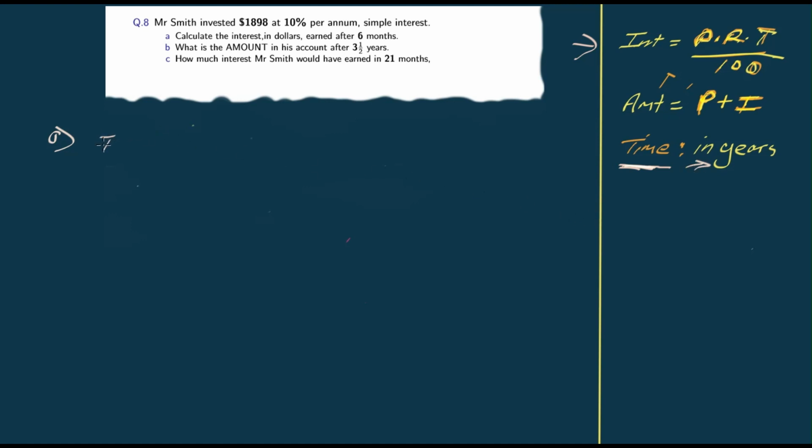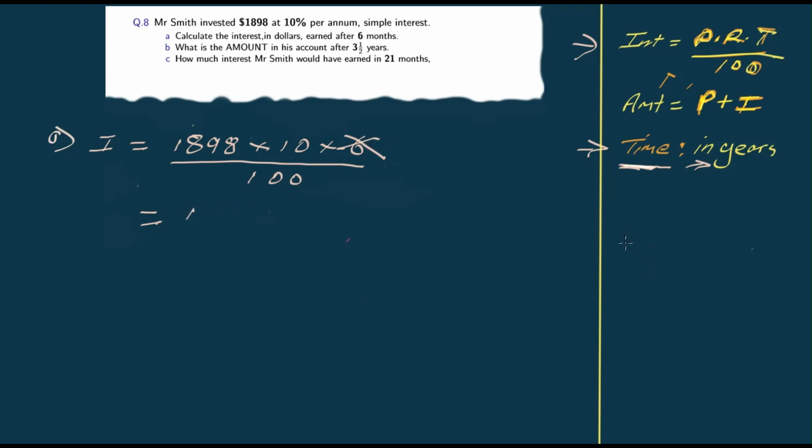So our interest will be interest equal principal given in the question. The principal given in the question is 1898. So 1898 multiplied by the rate, which is 10%, multiplied by time, which is 6 months, all over 100. But remember, time has to be in years. So time must be in years. Therefore, we must change 6 into years.